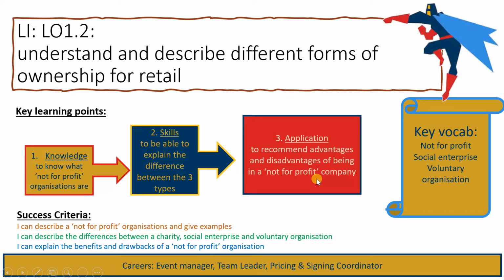So the key word is obviously what these three are: a charity, social enterprise and a voluntary organisation. And some of the jobs in the bottom yellow box are actually directly related to what these not-for-profit organisations have to do in terms of running events.